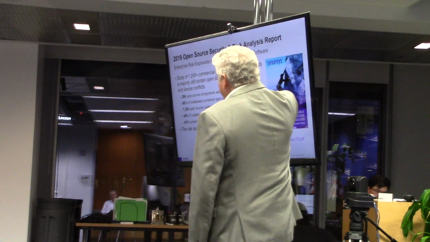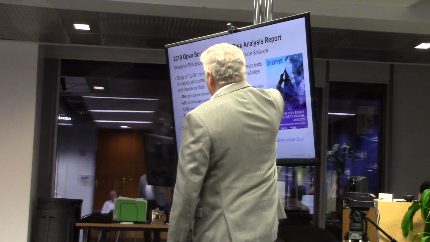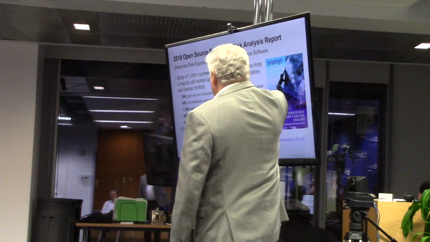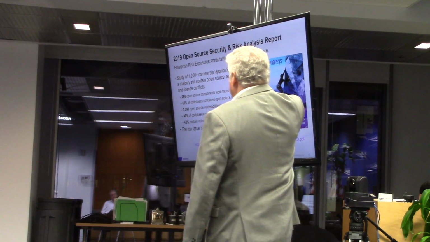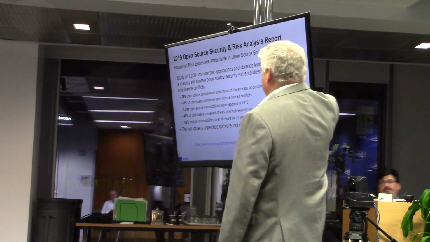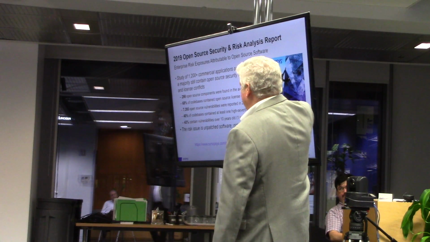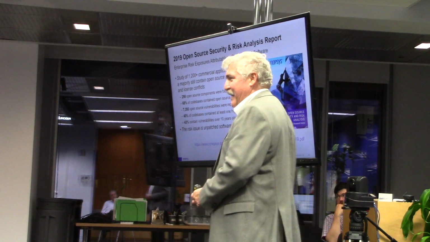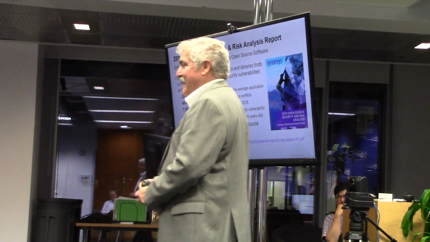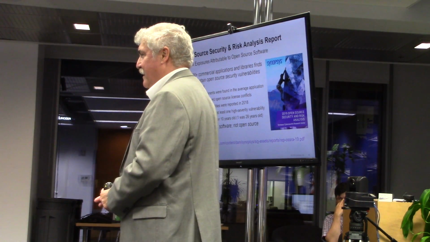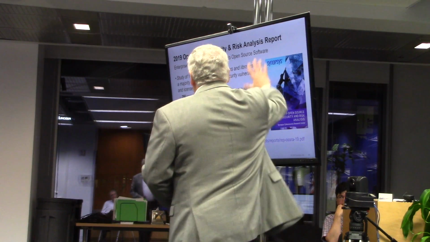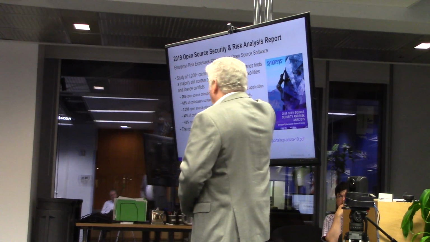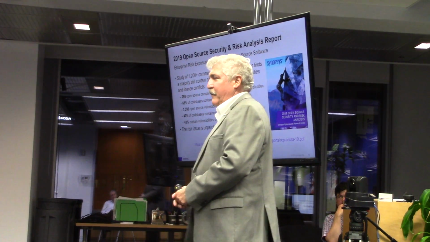In this case, over 7,300 open source vulnerabilities were reported in 2018. 40% of code bases contained at least one high severity vulnerability. 43% contained vulnerabilities that are over 10 years old, and one was 28 years old. This was a report that we took a look at this year. But remember, the risk is not open source software, it's unpatched software.